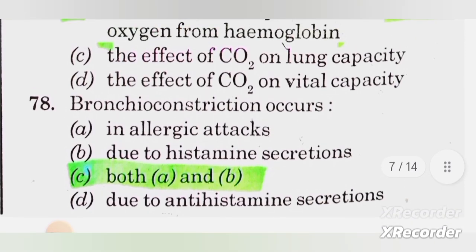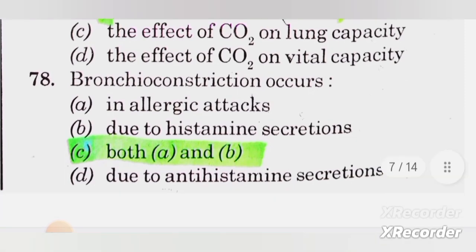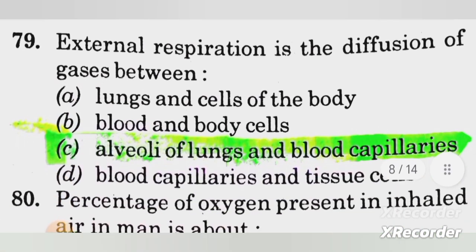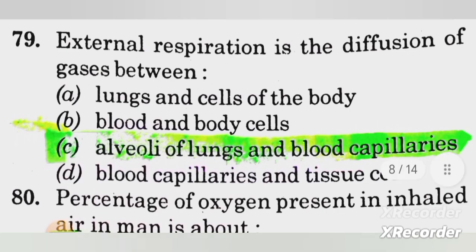Next, 78. Bronchoconstriction occurs, answer C, both A and B, in allergic attacks due to histamine secretion. Next, 79. External respiration is the diffusion of gases between answer C, alveoli of lungs and blood capillaries.